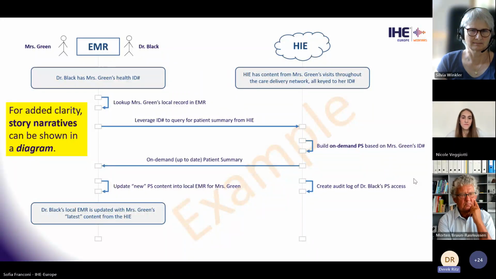So here we see a sequence diagram. It's a kind of a cartoon version of what we saw in the narrative text. Dr. Black looks up the local record in his EMR. He then leverages Mrs. Green's unique ID to fetch her patient summary from the HIE. The patient summary is built on demand, returned back to Dr. Black, and his EMR ingests it. And at the HIE side, we record an audit log that the access has happened. And the end state is that Dr. Black has the up-to-date record for Mrs. Green.